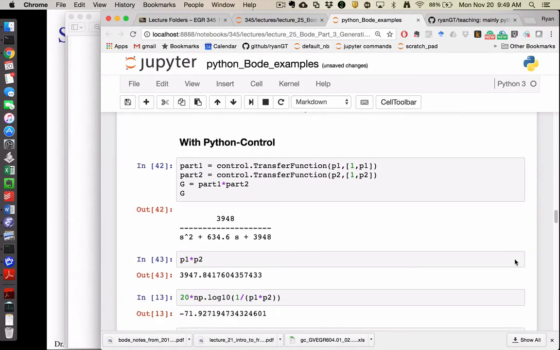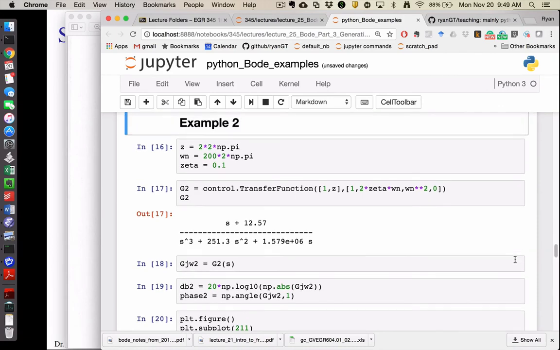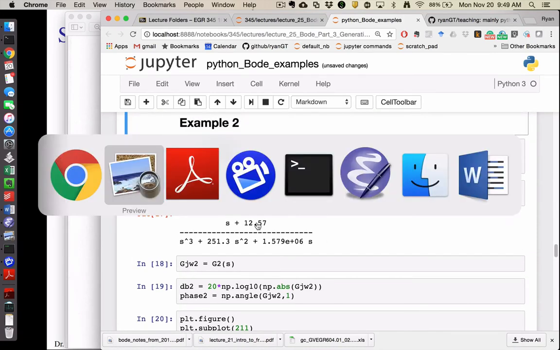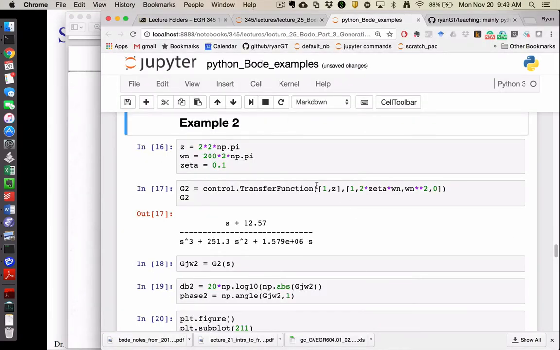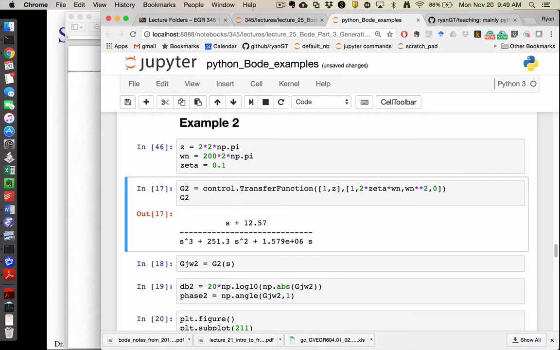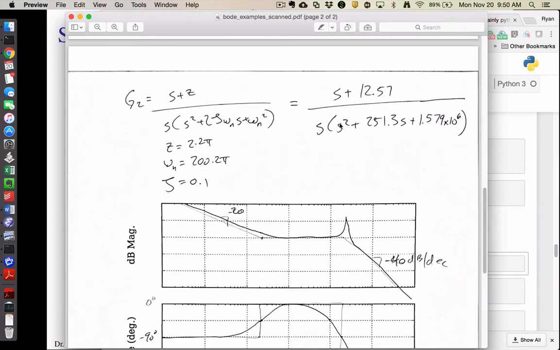Okay, on to the second example. So we had S plus Z over S times S squared plus 2 Zeta Omega N S plus Omega N squared. There's a pure integrator. There's a first order zero and a second order pole. So I can define my zero to be at 2 hertz. My second order pole was at 200 hertz and Zeta was 0.1. And so my transfer function has an S plus Z in the numerator. It has S squared plus 2 Zeta Omega N S plus Omega N squared times S. So these actually become S cubed, S squared, and S to the first. But those were the same as the values we were talking about in the part two video.